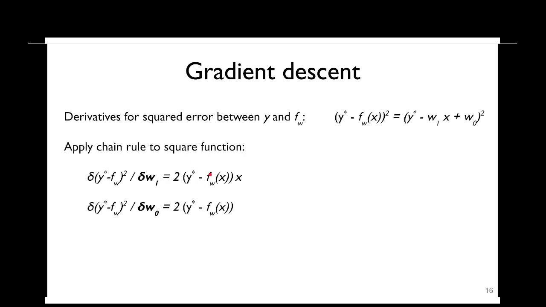Okay, now let's get the square integrated into the error and build the squared error. So here we have the delta of the squared error by delta w1, and now we see we get 2 times the difference of the error times x. In the case of w0, where there was no input value x associated, we see the x is missing because it's a constant, and we just get 2 times the difference between the known value and the predicted value.